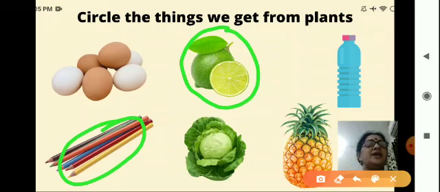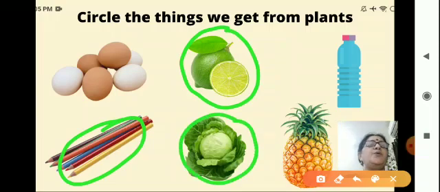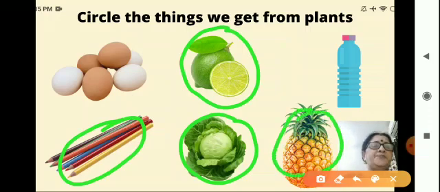Now this vegetable is cabbage. Is it correct? You have to circle that, because we get food from plants. Now pineapple. Pineapple is a fruit. We get food from plants like vegetables and fruits. So this also we have to circle. Okay, children. So here 4 things we get from plants: lime, pencils, cabbage and pineapple. We have done this. We will go to the next one.